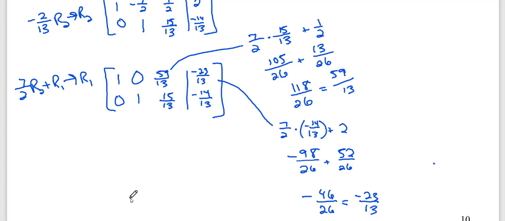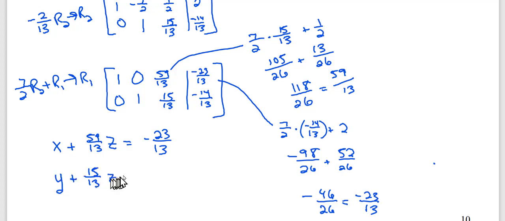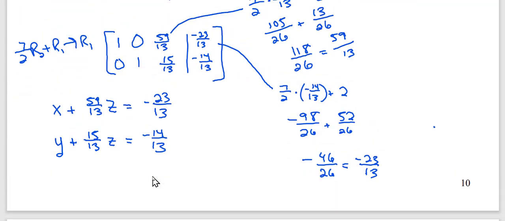Let's talk about what this means. We know that we cannot have a unique solution. We cannot get x equals a number, y equals a number, z equals a number. We can get x plus 59 over 13 z equals negative 23 over 13, and y plus 15 over 13 z equals negative 14 over 13, converting those rows back to their equations.